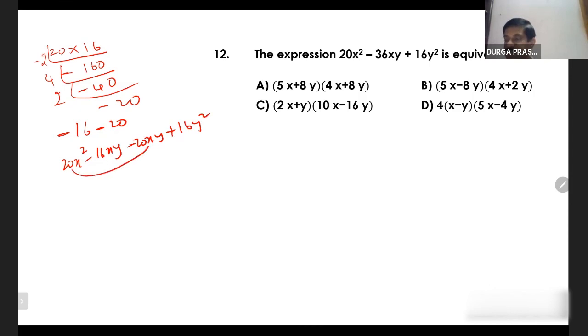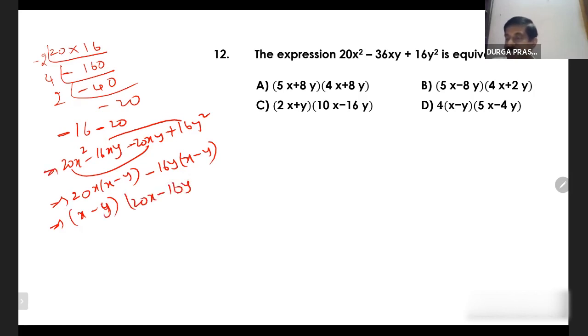So between these two, you take 20x common. So you'll be getting it as x minus y. Between these two, you take minus 16y common. You'll get x minus y. So you take x minus y common. You'll be getting it as 20x minus 16y. So this bit we need to do. Instead of that, we can directly multiply.